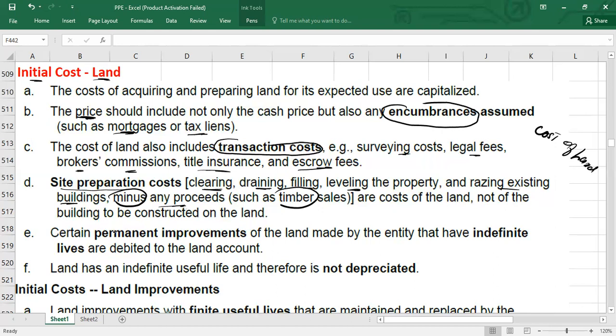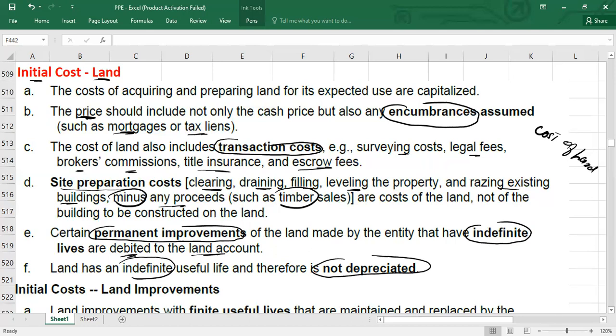Then you might have certain permanent improvements for the land. Permanent improvements, maybe you have sidewalks or something like that. But those improvements have an indefinite life. If this is the case, the cost of those land improvements we will also debit to the land account. And land always has an indefinite life, so that is why we will never depreciate the land. So here we have another note.